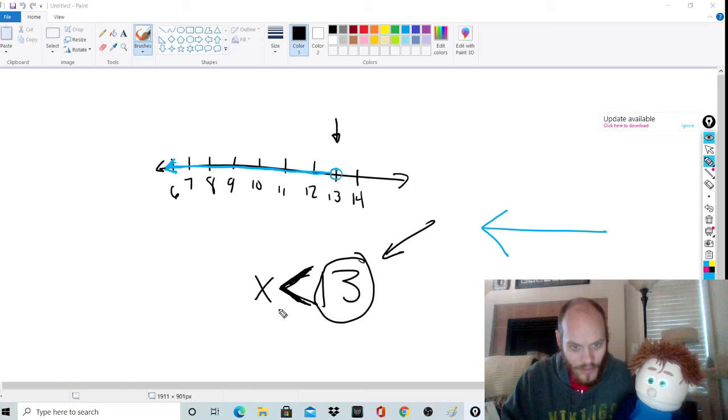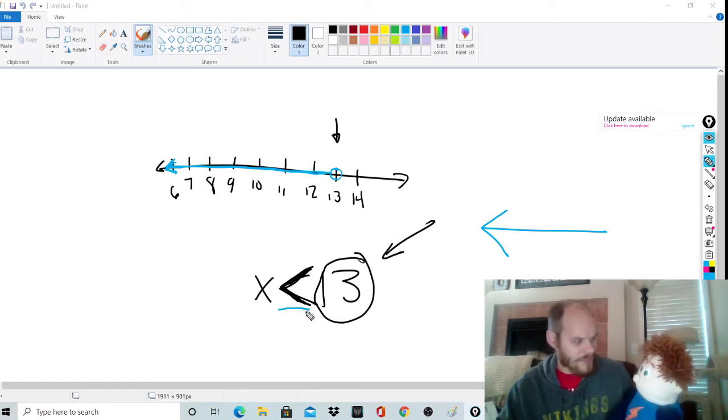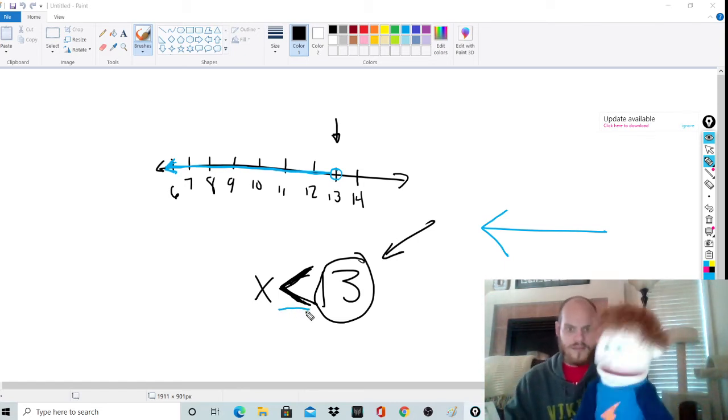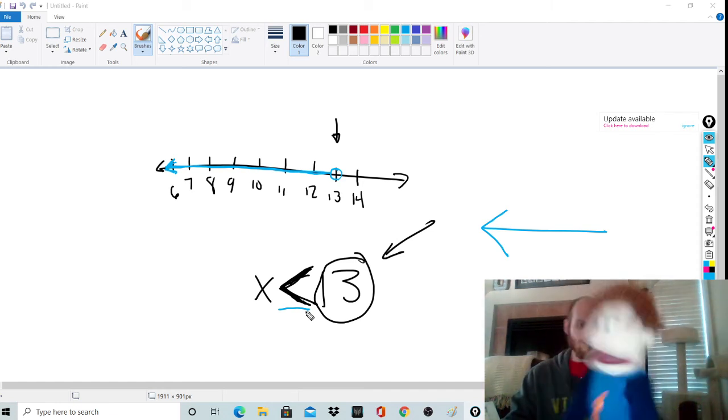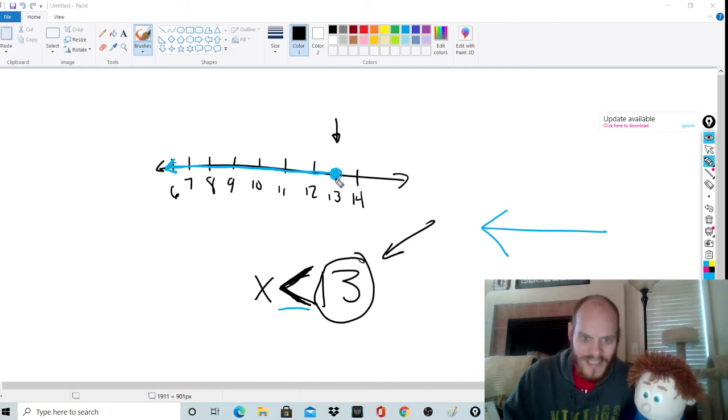Great question. So I'm going to add that. What if it's less than or equal to? What do you think the only difference is? Well, 13 is included, so do you fill in the circle? You do. You fill in a circle. So that's the only difference.